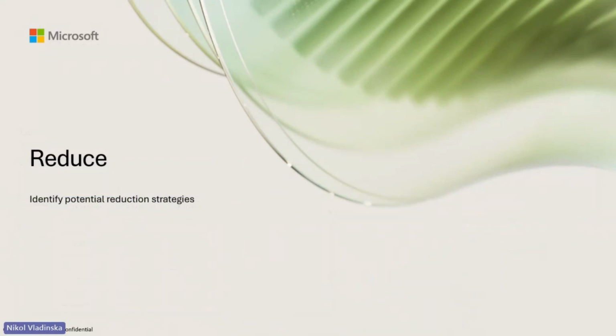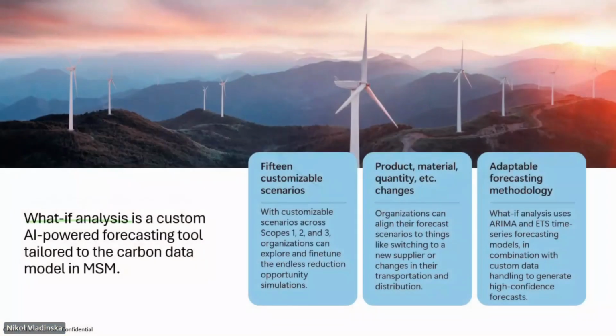However, true progress, as we know, must be derived from data-driven, AI-powered forecasts. That's where what-if analysis comes into play. What-if analysis is an AI-powered forecasting tool that enables organizations to simulate the environmental impact of potential business practice changes. Tailored to the carbon data model in MSM, it allows users to create customizable scenarios across Scope 1, 2, and 3 emissions, such as switching from fossil fuels to renewables or changing suppliers, and visualize the projected outcomes in terms of their carbon reduction.